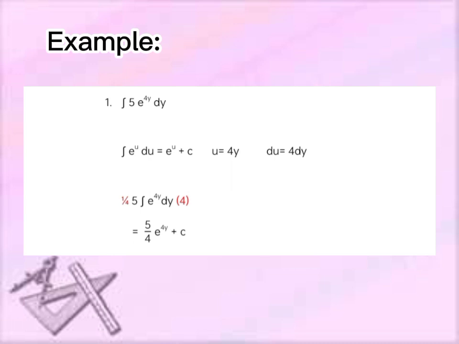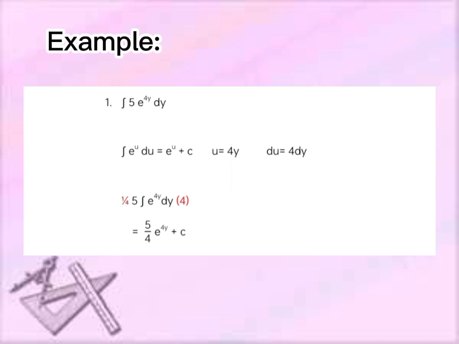However, before we can apply this rule, we need to identify first which is u in this case. Our u is equal to 4y. Since this is our u from our general form e raised to u, our du, if we differentiate with respect to y, would give us 4 dy. However, since we only have dy in the integrand, we introduce a multiplier that is 4.